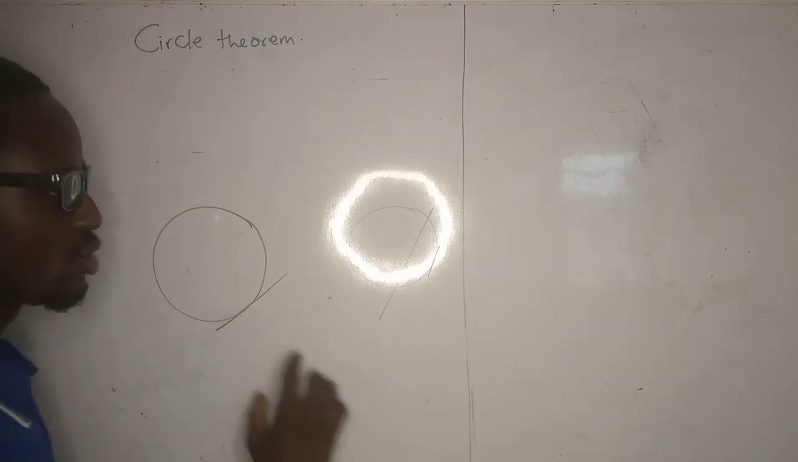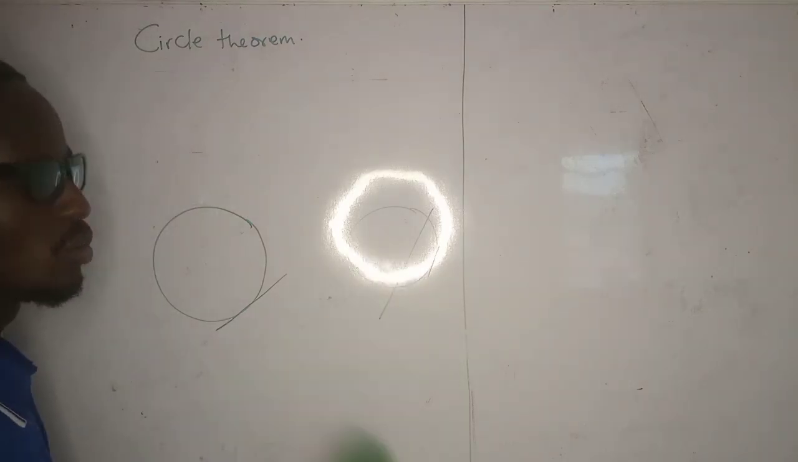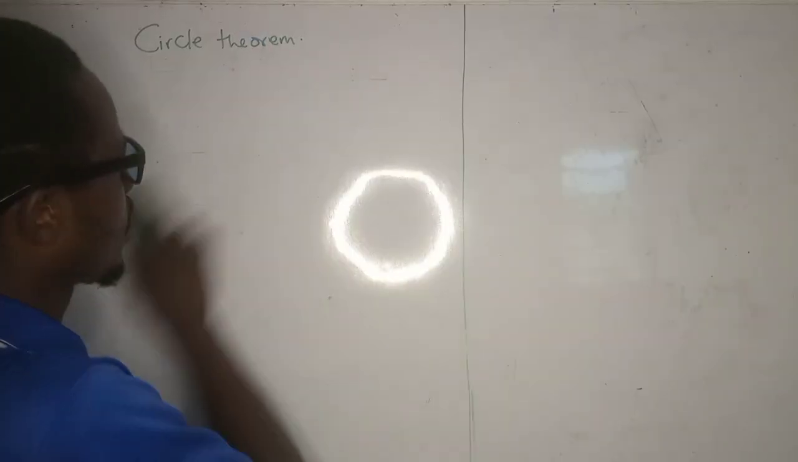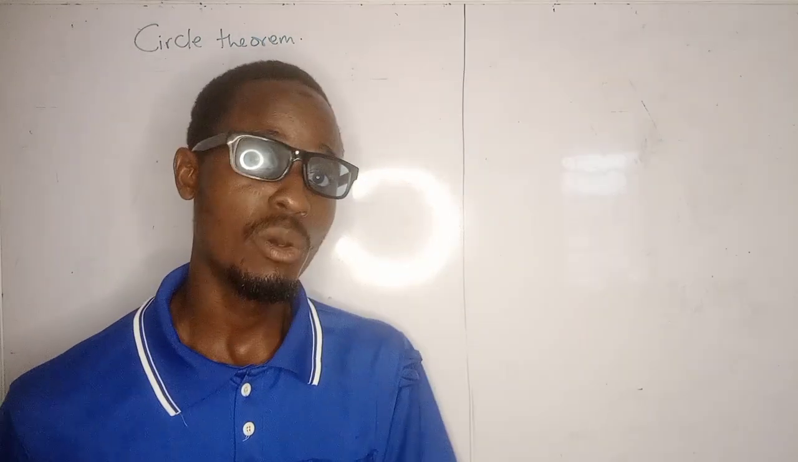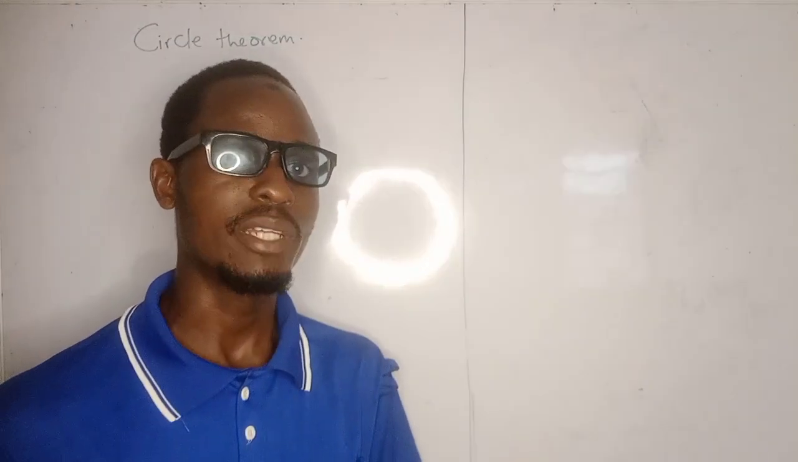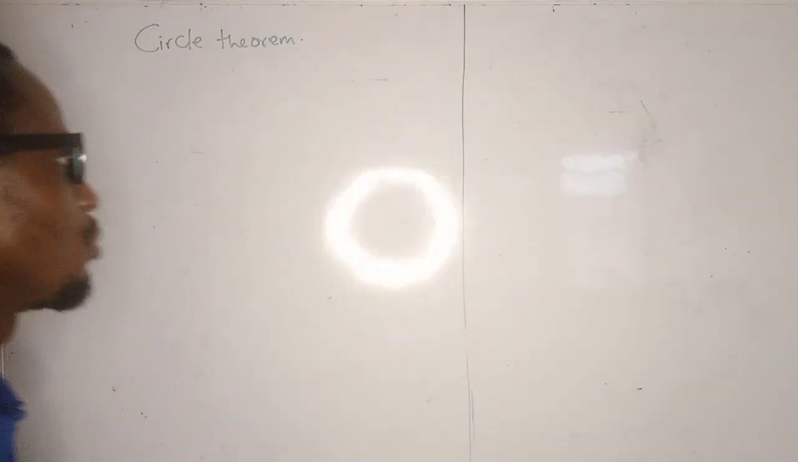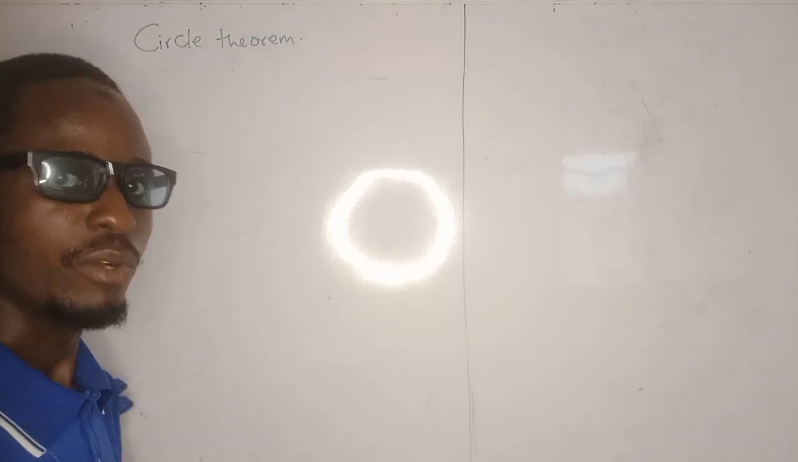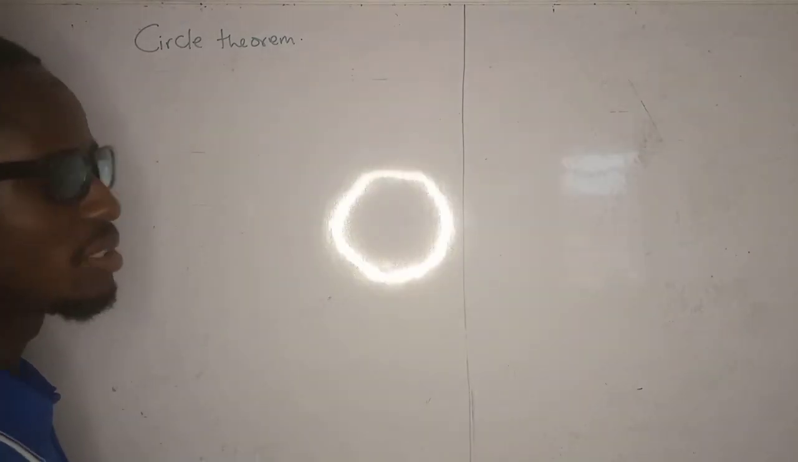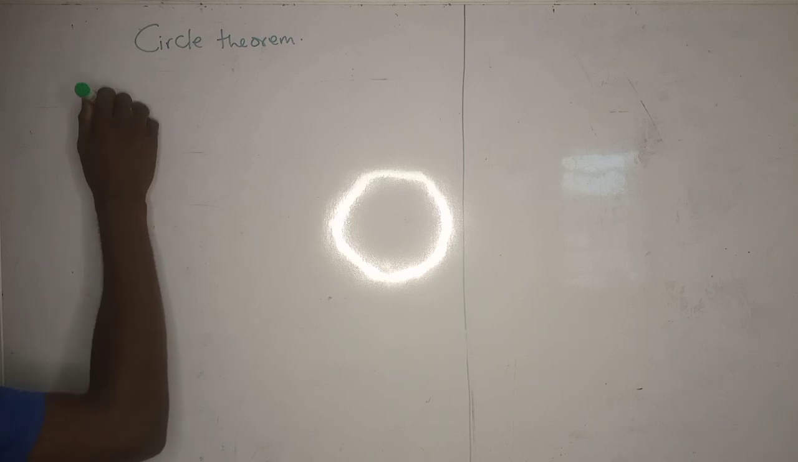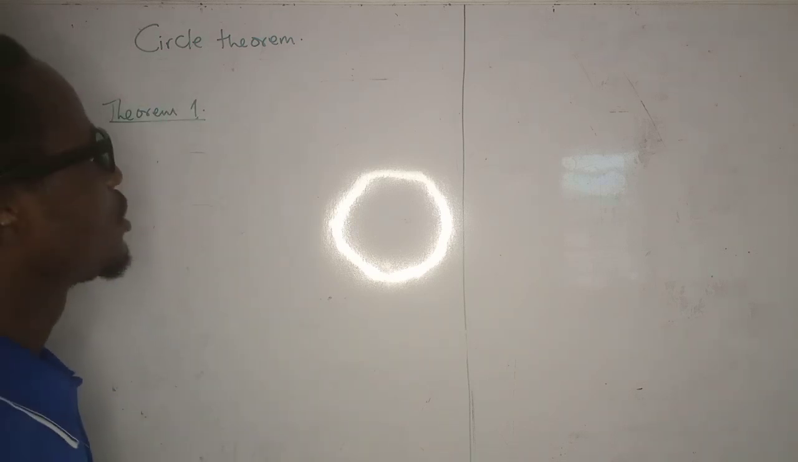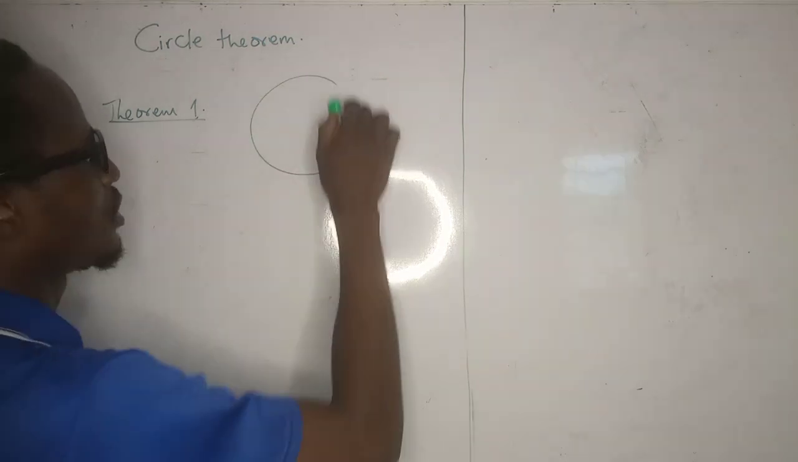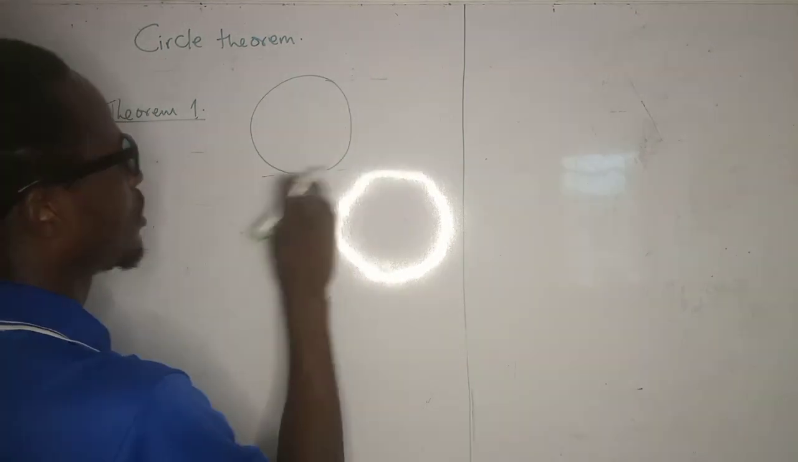So the theorems that we're going to discuss will be based on those that have to do with the tangent alone. Let's go through this. I'll give it a number. I told you the theorem number is not meant to be remembered. They are just for reference. So if I call it theorem 1 as far as this video is concerned, I have this circle, then a tangent like this.